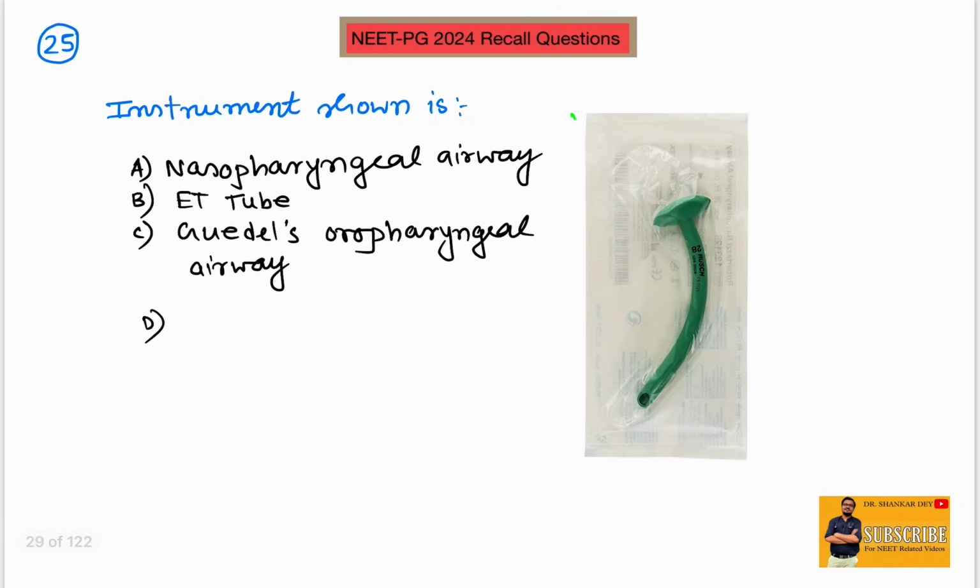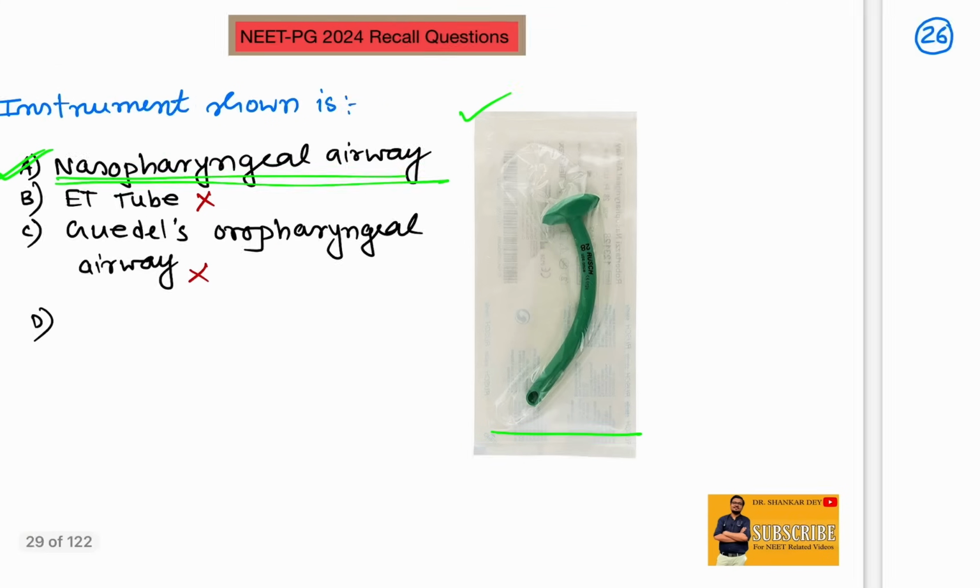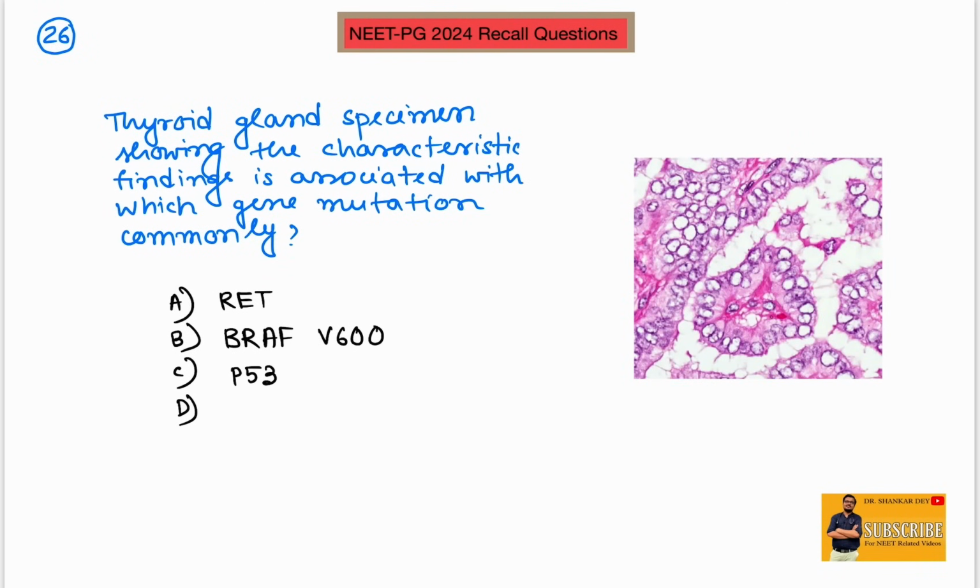Question number 25, a straightforward image-based question. This was nothing but a nasopharyngeal airway. This is not an ET tube or endotracheal tube, and this is also not a Guedel's airway. So this is a nasopharyngeal airway. Next, coming to a thyroid gland specimen image. This is a typical Orphan Annie nuclei image. I think all of you are aware of this image. So this is suggestive of papillary thyroid carcinoma.